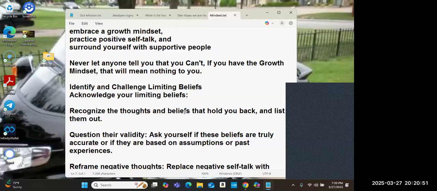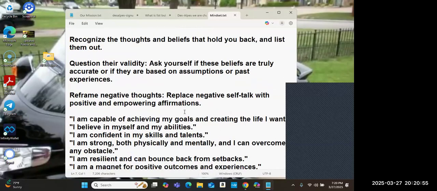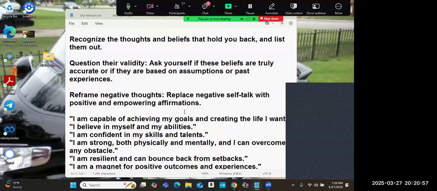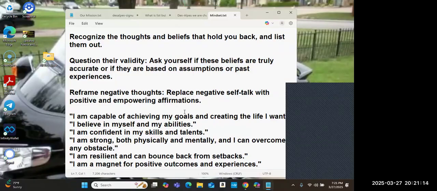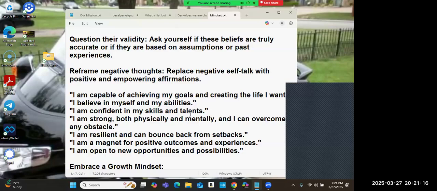Identify and challenge limiting beliefs and acknowledge your limiting beliefs. Recognize the thoughts and beliefs that hold you back and then list them out. Question the validity of those and ask yourself if these beliefs are truly accurate or if they're based on assumptions or past experiences. You want to reframe negative thoughts.